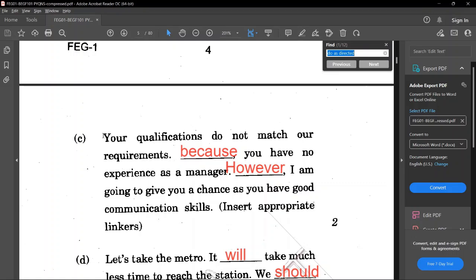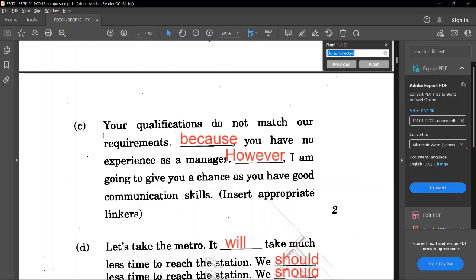Why are we using because? It's because it's indicating a cause of the action. That is why an action is happening. So because. Then comes the second blank: I am going to give you a chance as you have good communication skills. So he was saying that the qualifications do not match, which is a negative thing, but he's anyways going to give him a chance. That's why we are using the word however.